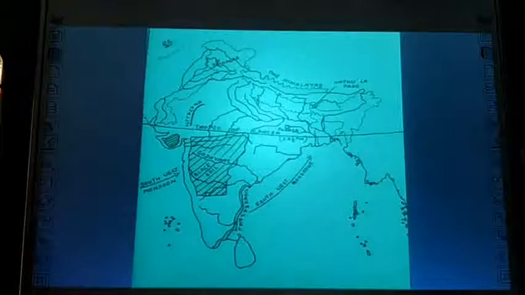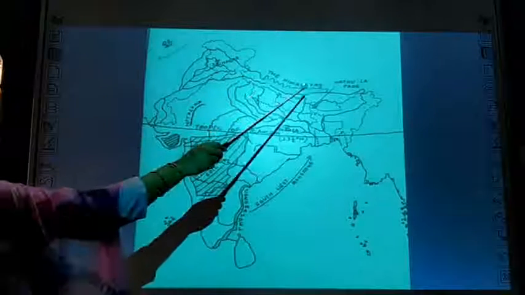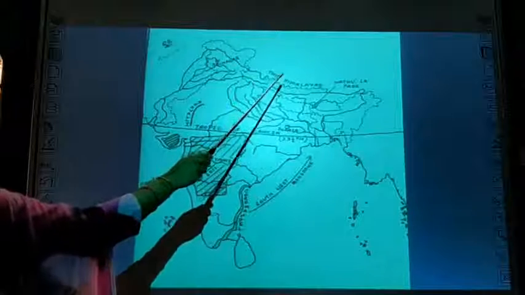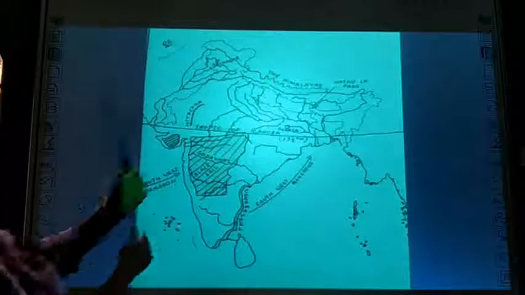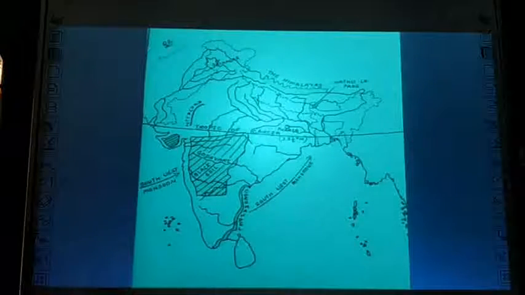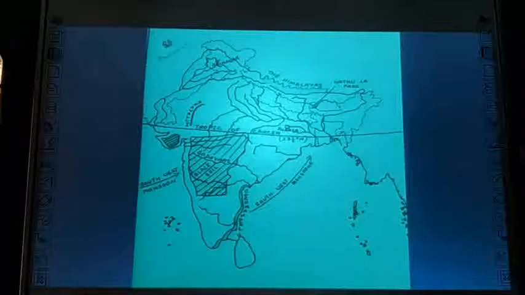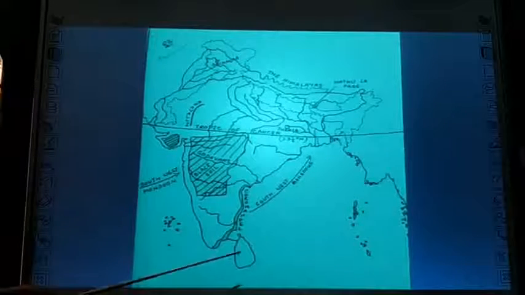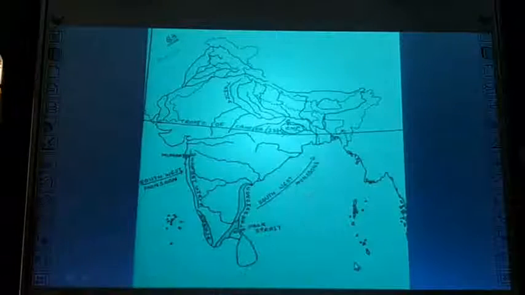Shade and name a region which is sparsely populated. Well, the Himalayas. This region is a sparsely populated region because, due to the cold weather and less fertile land, it is the least populated area. Okay, next.